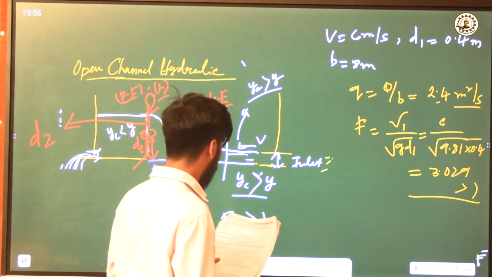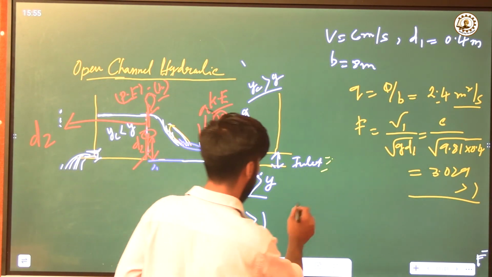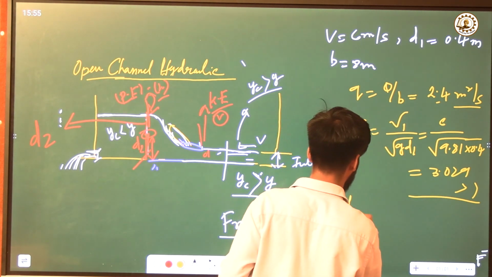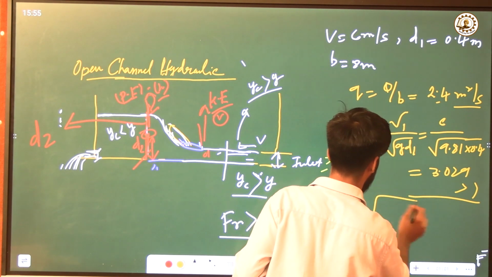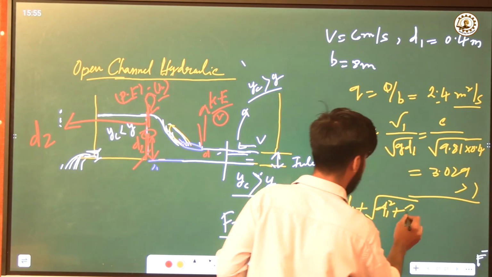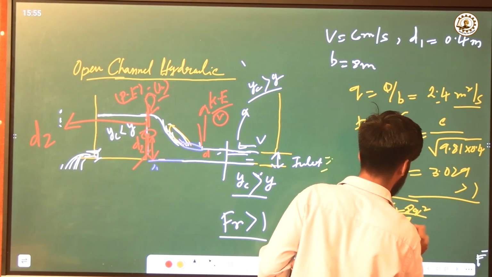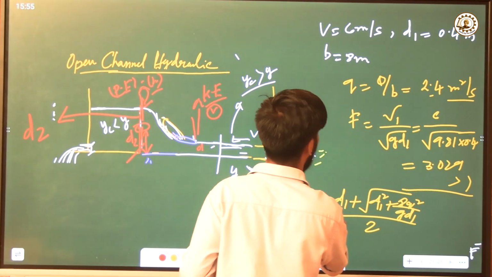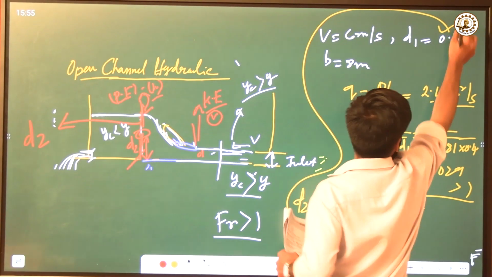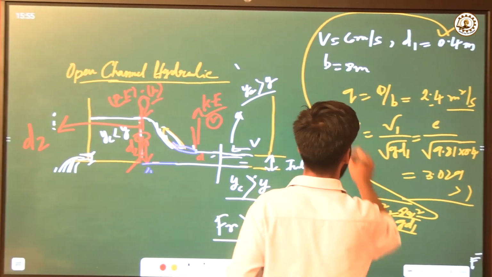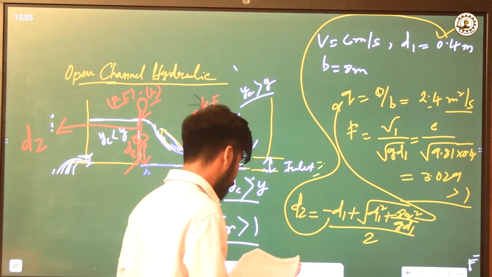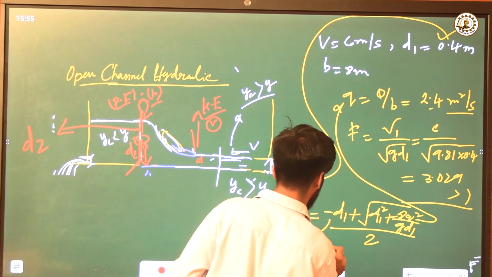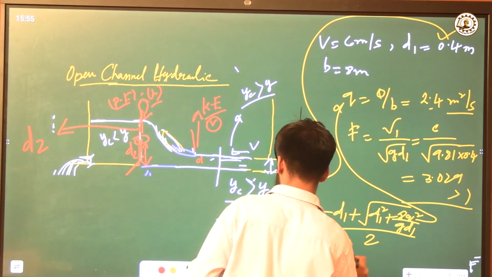Now they ask, what is the depth of the hydraulic jump? D2 we can have the value minus D1 plus the square root of D1 squared plus 8 q squared over gD1, divided by 2. We can have D1 as 0.4, and we can have the value of q. If we put that in, the depth of the flow after the hydraulic jump will be 1.125 meter.